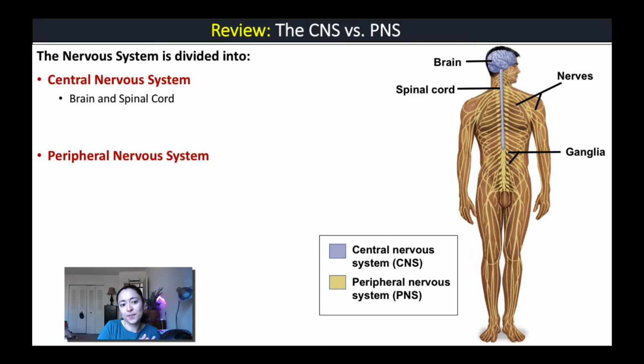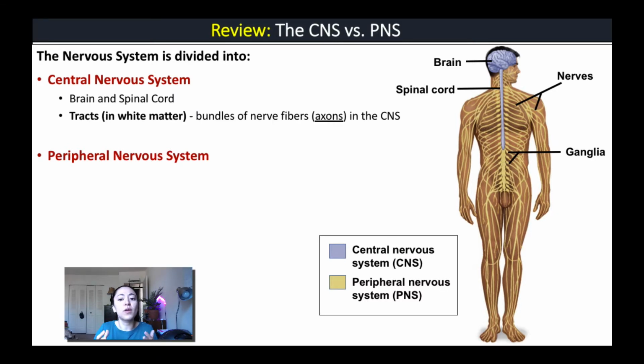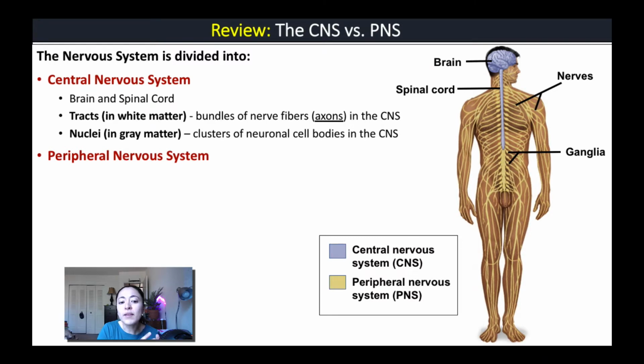In the central nervous system, bundles of several nerve fibers or axons are called tracts, and tracts are found in regions of the spinal cord and brain called white matter. These areas appear white because of the fatty covering over the axons, similar to how fat appears white on raw chicken or bacon. Clusters of neuronal cell bodies within the central nervous system are called nuclei. Nuclei are found in regions called gray matter because they appear gray. Nuclei are important in integrating and processing information, and tracts are important in transmitting that signal to another location farther away.